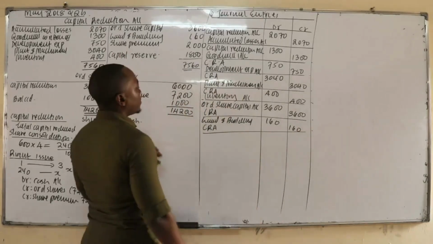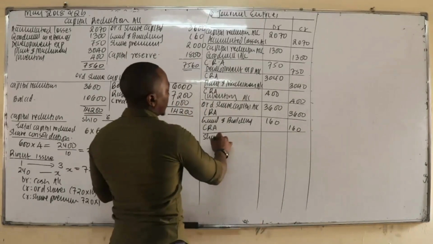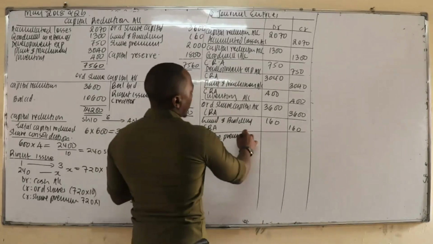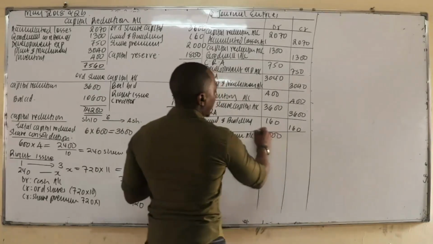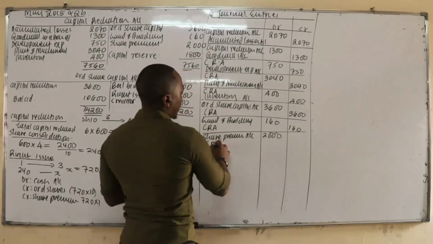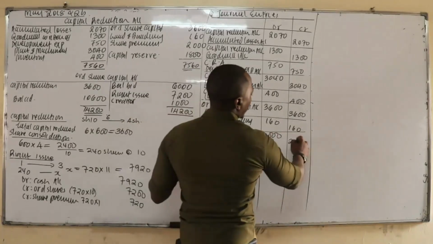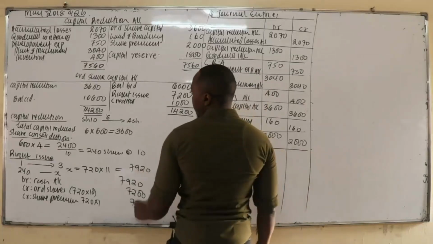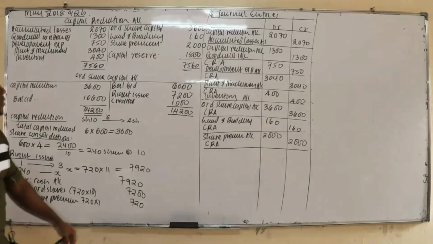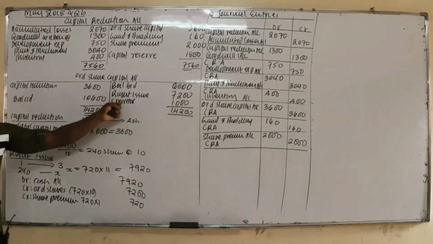What about share premium? You debit the share premium account with an amount of 2,000. You credit capital reduction account with an amount of 2,000. Then there was issue of shares. Or before we go to the issue of shares, we have this. What are the journal entries to this?